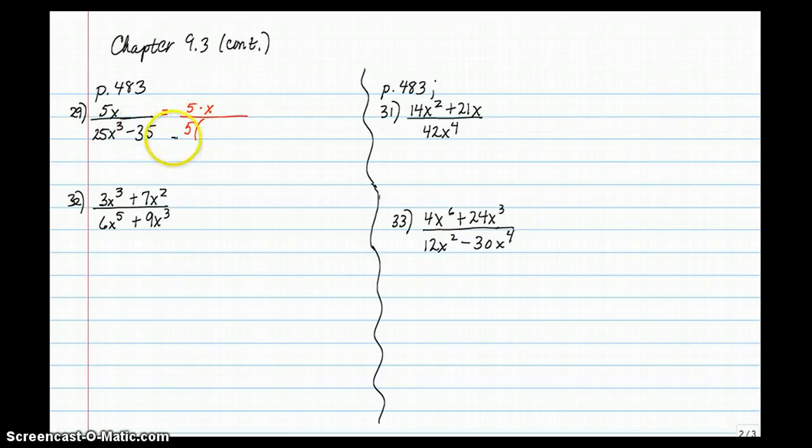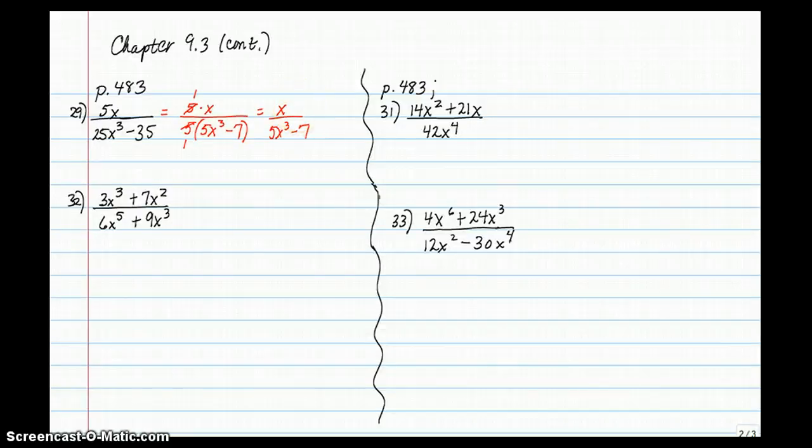You say 5 times what is 25x cubed? Well, that's 5x cubed. 5 times what is negative 35? That's minus 7. Now, we look at this, we can see the 5's are a common factor. 5 divided by 5 is 1. 5 divided by 5 is 1. So we're left with 1 times x, which is x, over, we don't need the parentheses anymore, because 1 times 5x cubed minus 7 is just that, 5x cubed minus 7. So that is the simplification for number 29, excuse me.